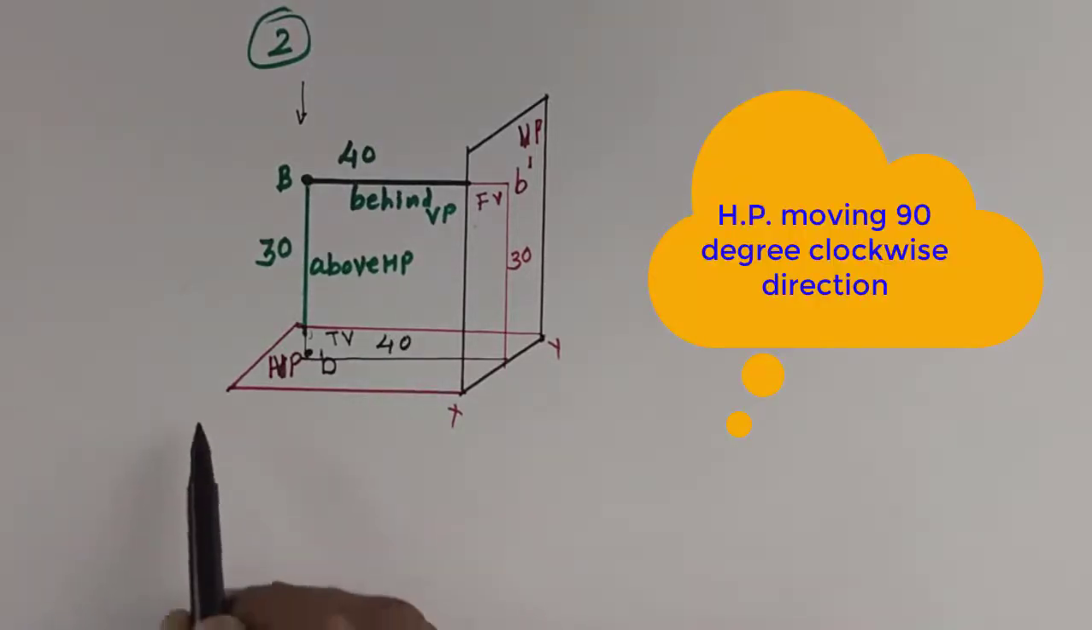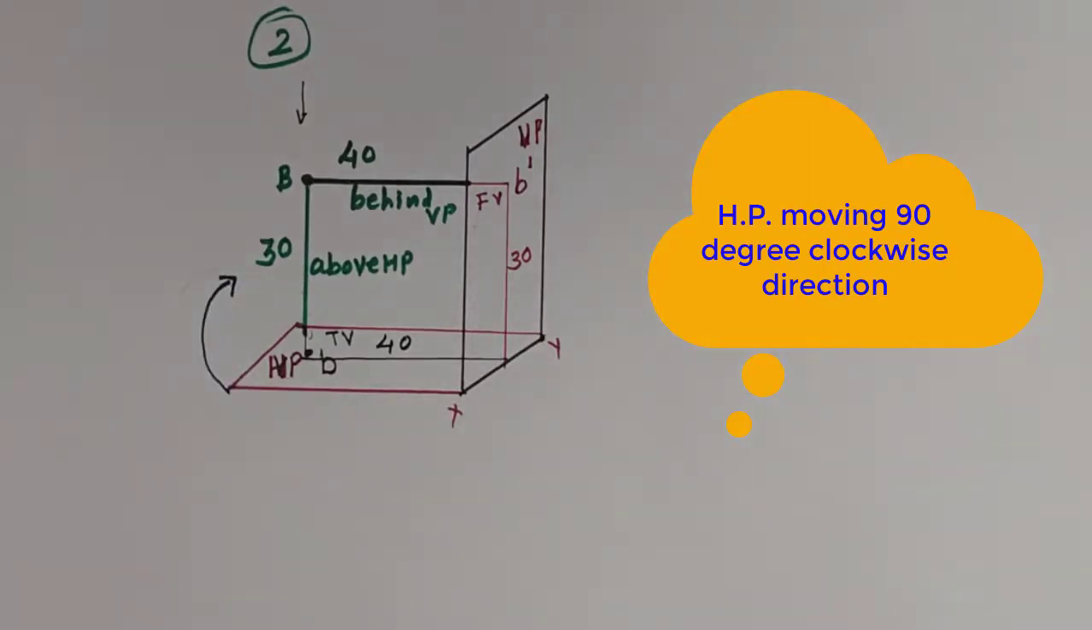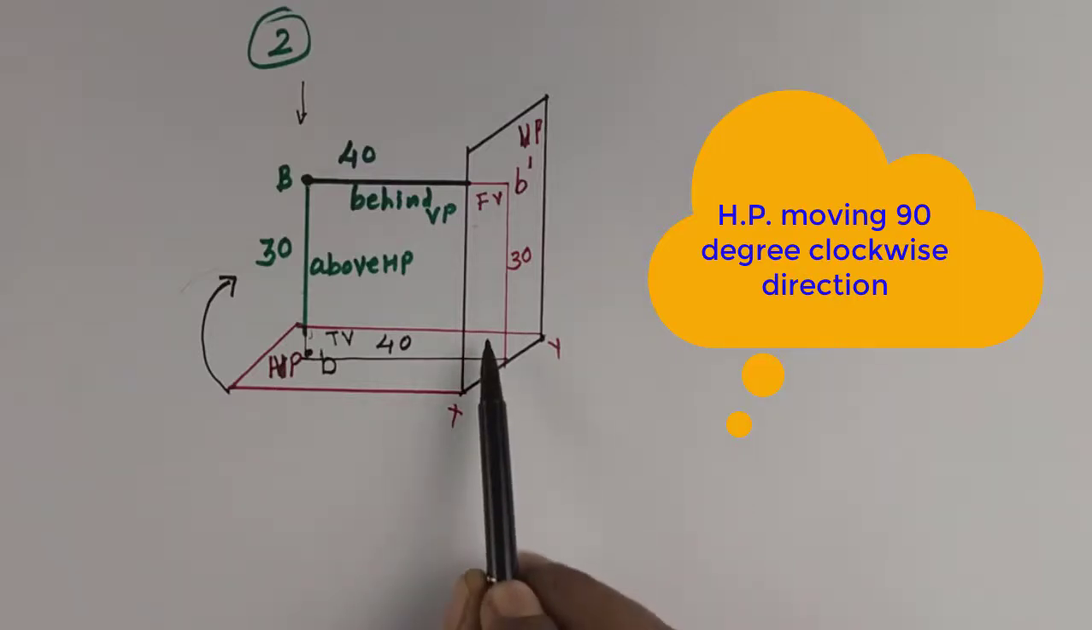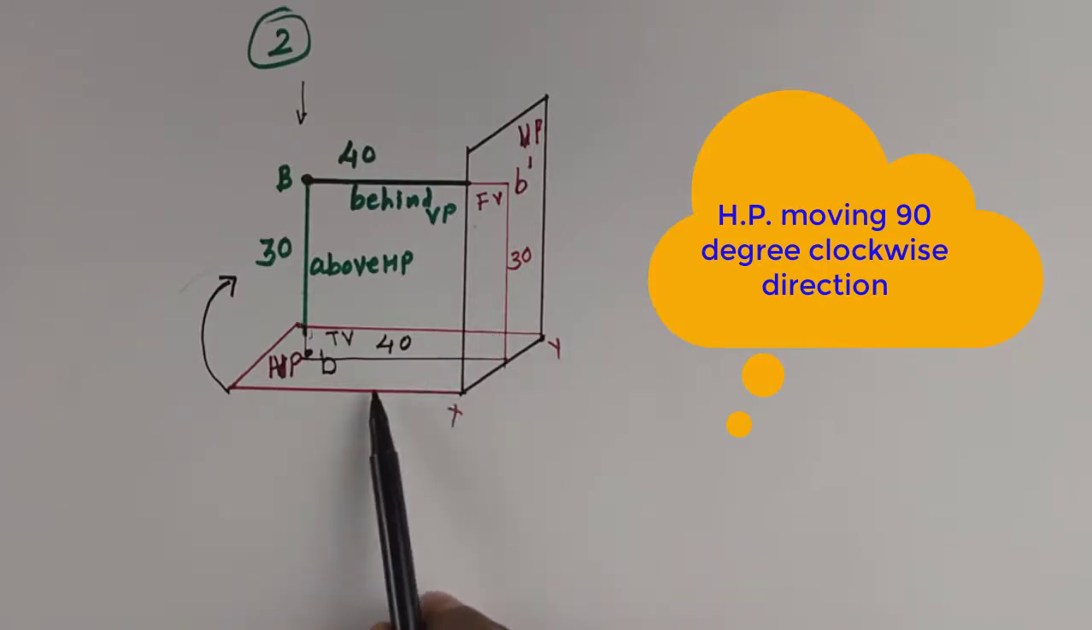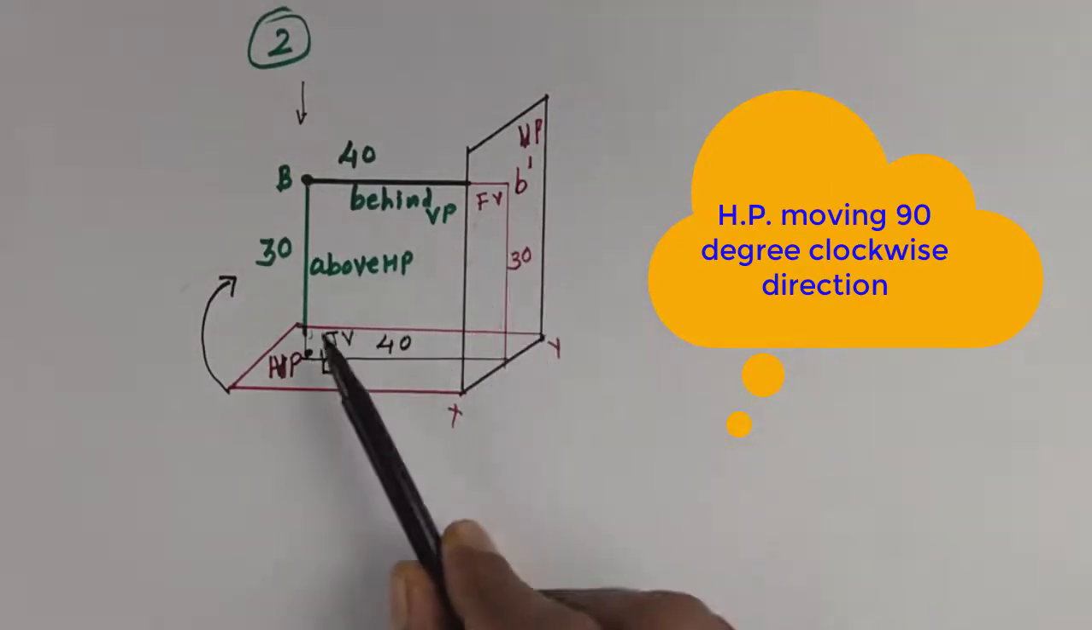Now friends, your HP plane always moves in the clockwise direction. So when you rotate your HP plane, it goes to the upper direction. In the second quadrant, your VP plane and HP plane both intersect each other. Similarly, your top view and elevation both intersect each other.